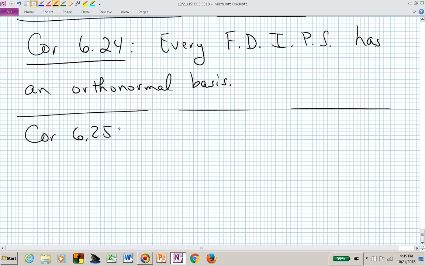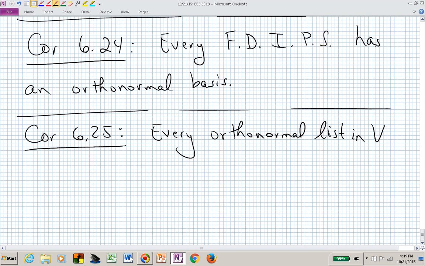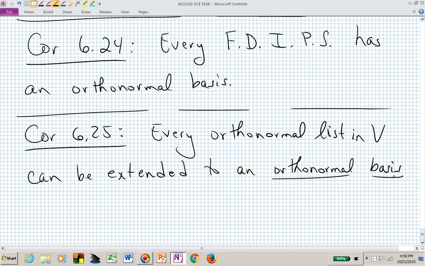Corollary 6.25. Every orthonormal list in a vector space V can be extended to an orthonormal basis on that vector space V.